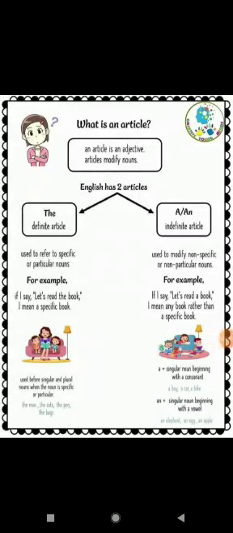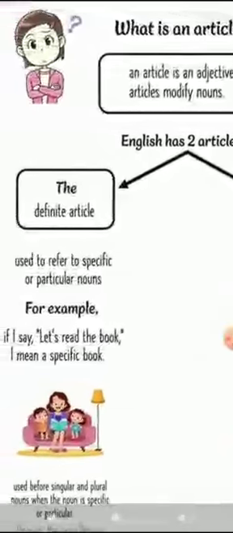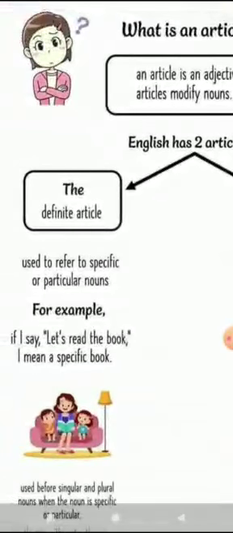Hello children, today in this video we are going to learn articles. We know that the article is a very common topic, and all of us know that an article is an adjective and it modifies nouns. An article has two types. One is indefinite and the other one is definite. We know that the articles a and an come under the indefinite articles, and the comes under the definite articles.